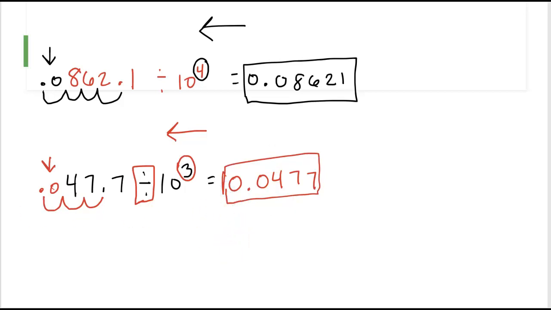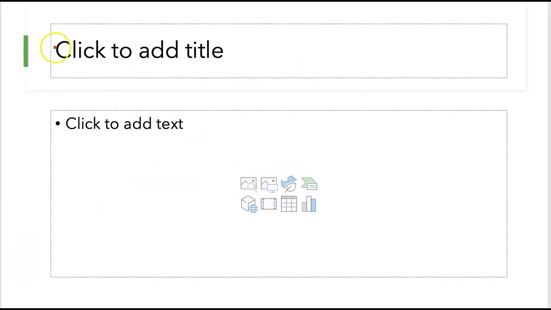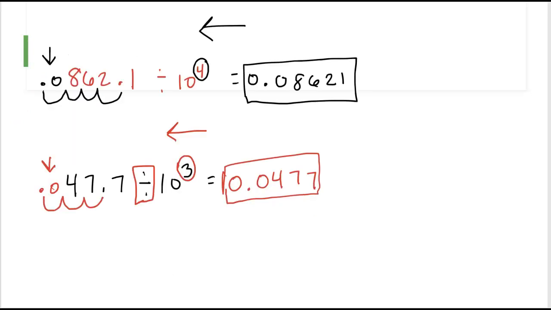Okay, let's do a couple more, 1 or 2 more, and then you will get a practice sheet. Oh man, I did it again. Let me see if I can fix this. All right, so if I have 95 divided by 10 to the 3rd.